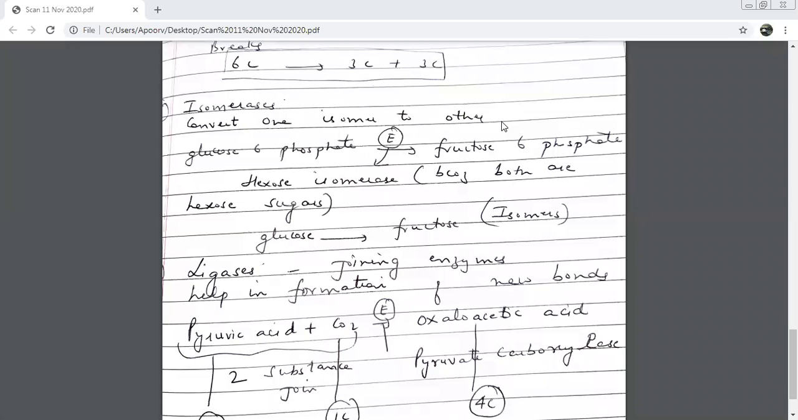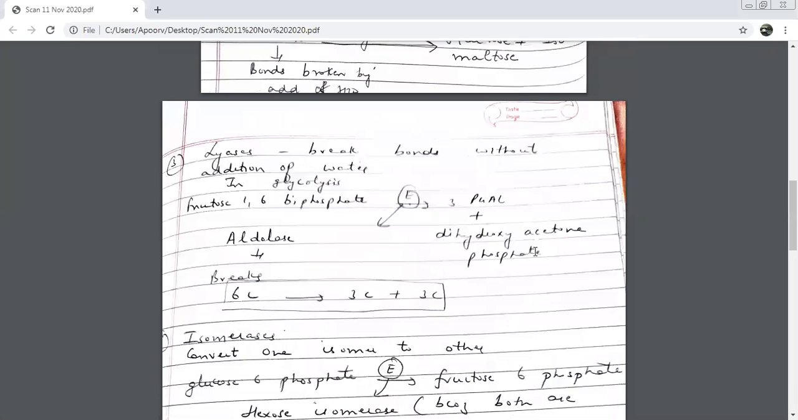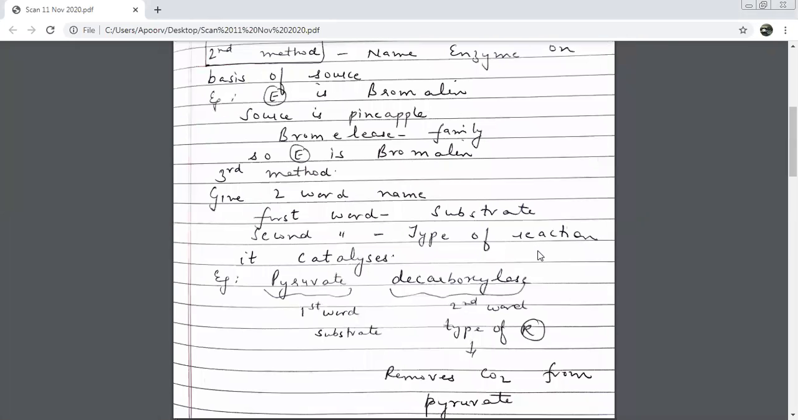Then we came to the third system of naming enzymes. What was that system? How many words were given? Two words. The first word used to represent what? Substrate. And the second word used to represent the type of reaction catalyzed. But here also we had certain issues. We had discussed the issues which were there. So there were certain issues related to this also. The first word we take from the substrate, and I gave you the example of pyruvate decarboxylase.